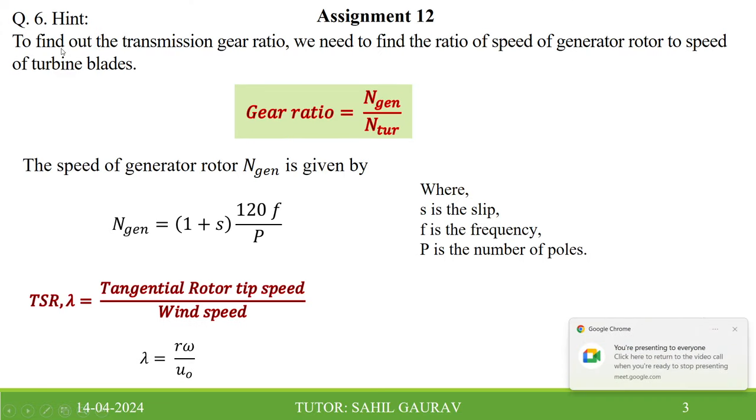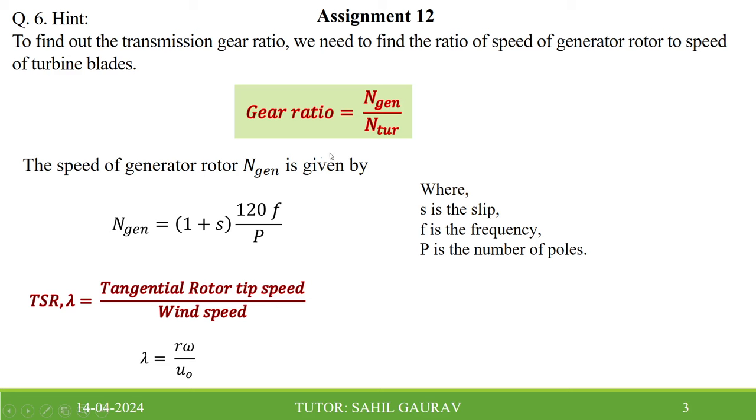Now for problem number 6. In question 6, a wind energy conversion system has a 6 pole induction generator, the line frequency is 50 hertz, and the wind speed is given as 10, with the TSR. In this problem you have to find the transmission gear ratio. To find it, we need the ratio of the speed of the generator rotor to the speed of the turbine blades.